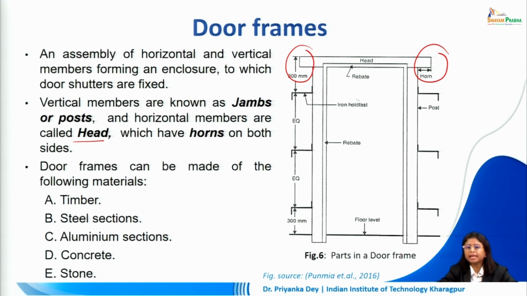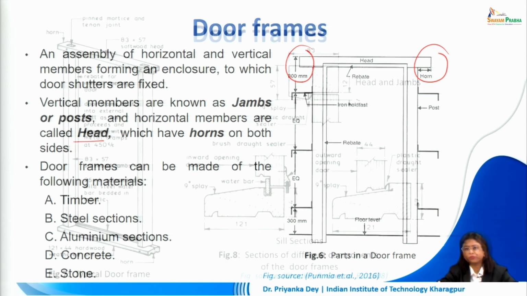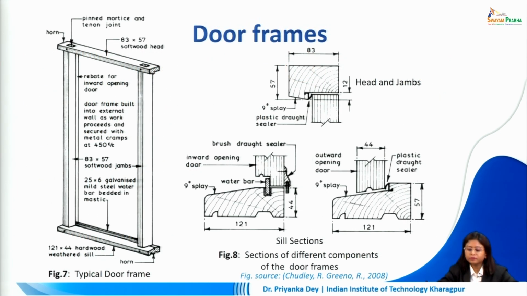Now, door frames can be made of any of these materials. They could be timber, steel sections, aluminium sections, concrete, stone, etc. So, many types of materials can be opted for when selecting the door frame. So, these are examples of how an inward opening door is fitted. This is an inward opening door. So, this will open towards the internal space.